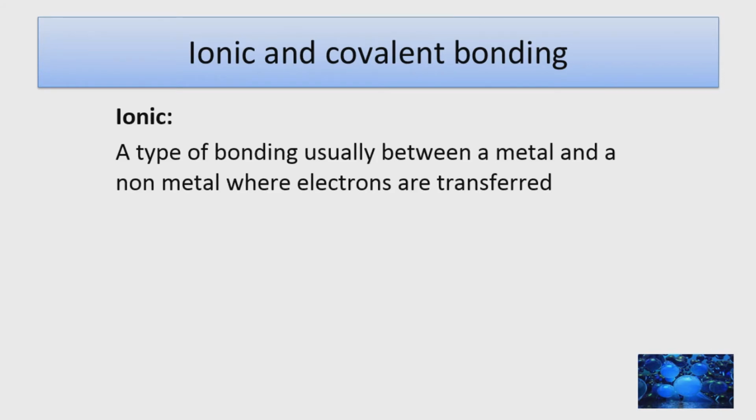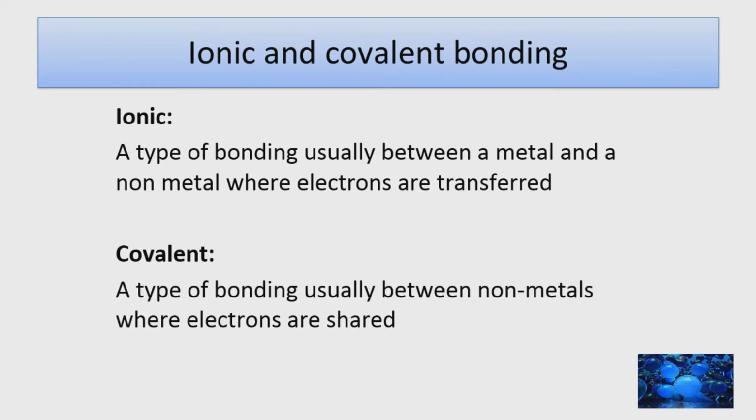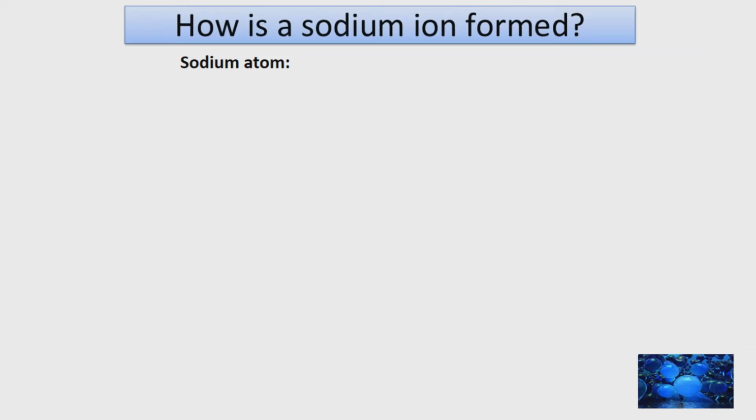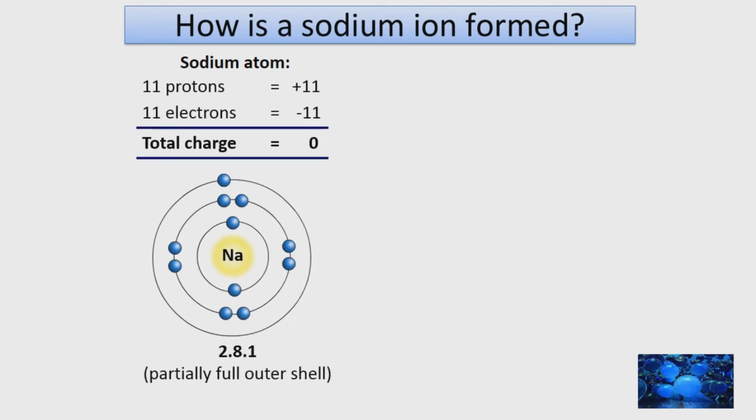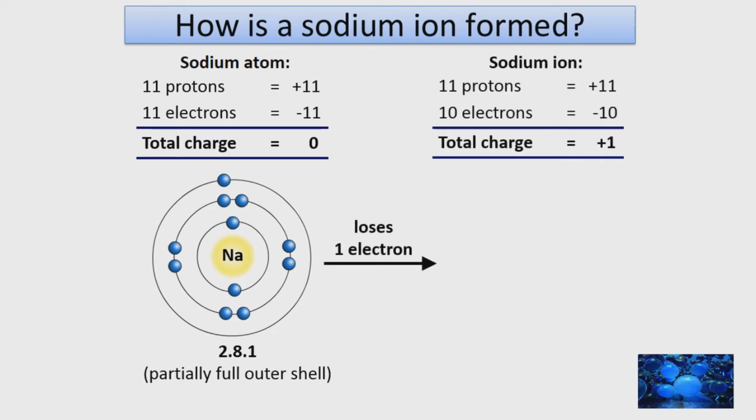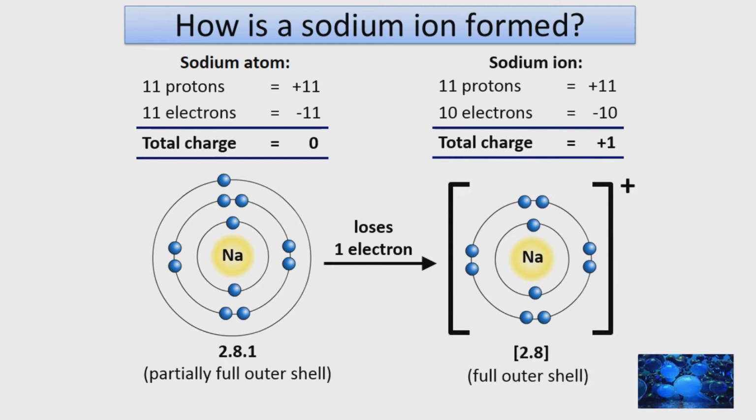First of all, ionic bonding is when you transfer electrons from a metal to a non-metal. And covalent is the sharing of electrons in the outer shell. Sodium is a metal in group 1. Group 1 means it has 1 electron in its outer shell. To become stable, it needs to lose or transfer that electron. When it does lose that electron, it will have 1 electron less and therefore have an overall positive charge and becomes a sodium positive ion.